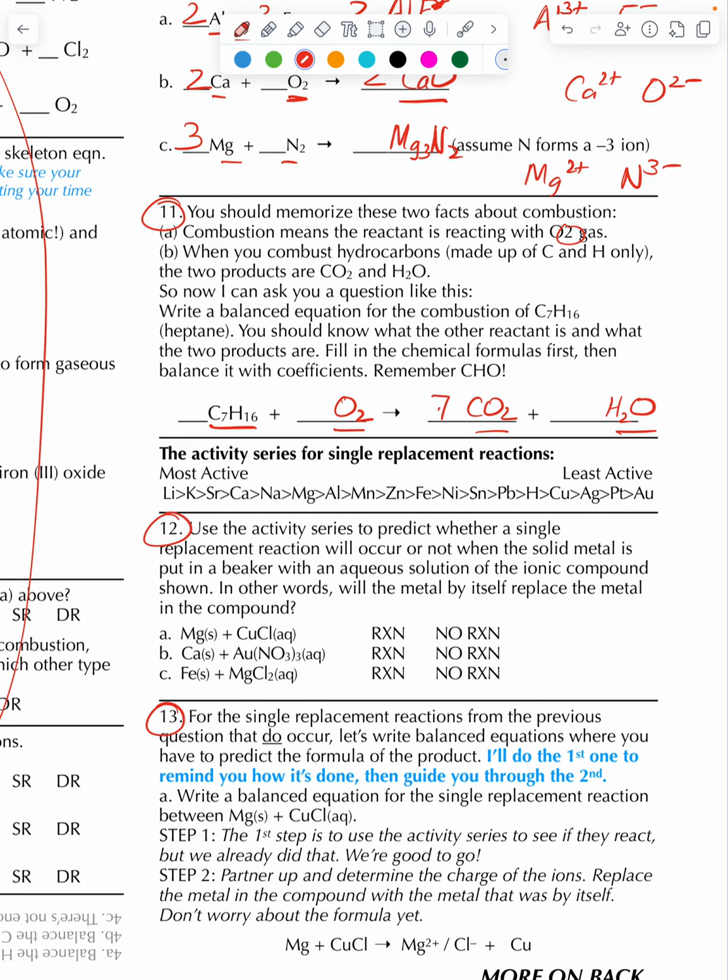To balance the carbons, we put a 7 there. To balance the hydrogens, we put an 8 there. I have 14 oxygens here, 8 oxygens there. That's 22, so I need an 11. Know how to do that. What's the sum of the coefficients? 12, 19, 27.